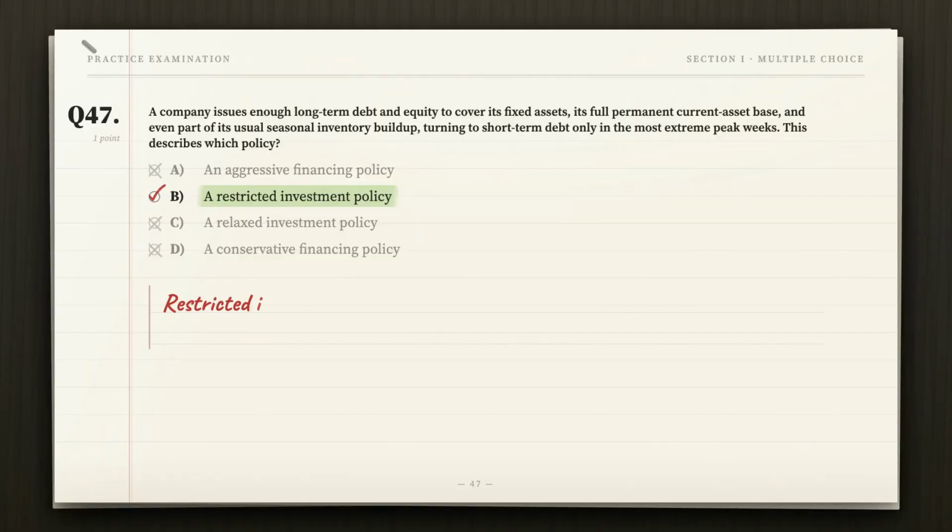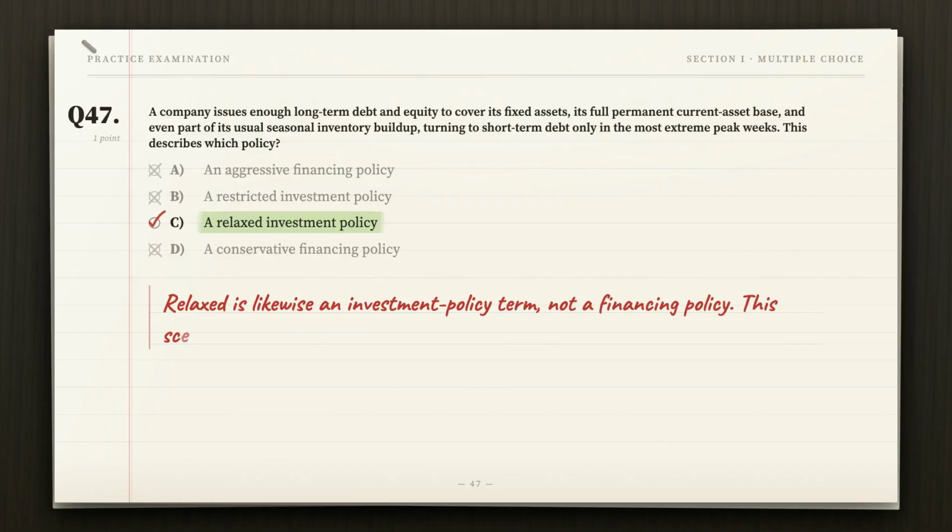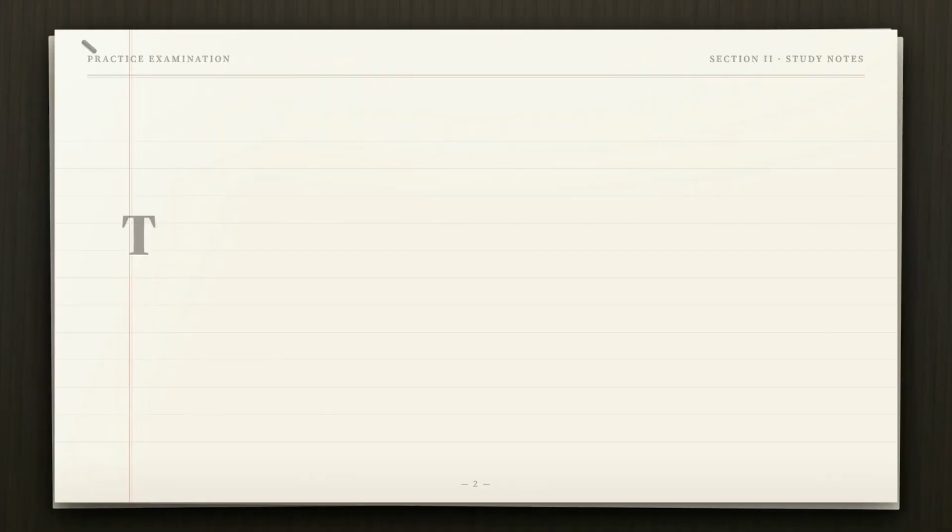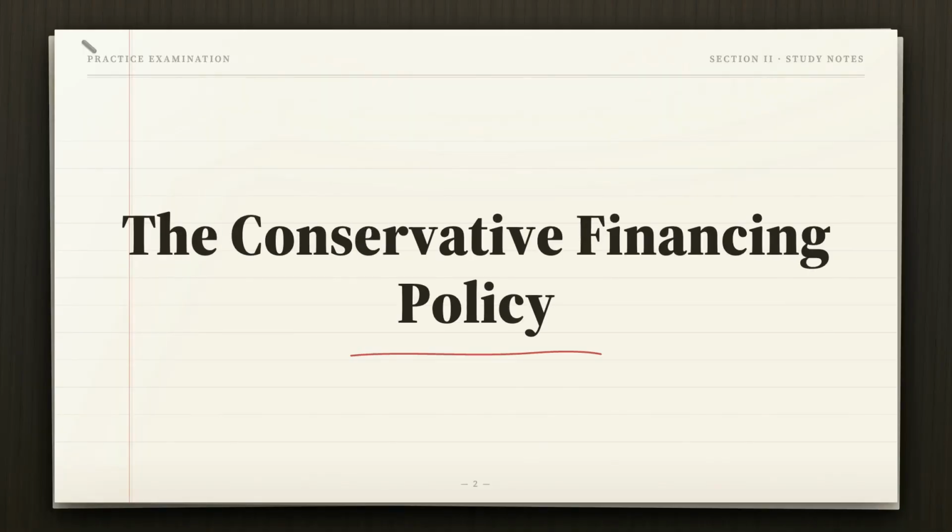B is wrong because restricted is an investment policy label about how much to hold, not a description of the financing mix. C is wrong because relaxed is likewise an investment policy term, not a financing policy. This scenario describes how assets are funded, which is a financing decision. Safety is the organizing idea behind conservative financing.